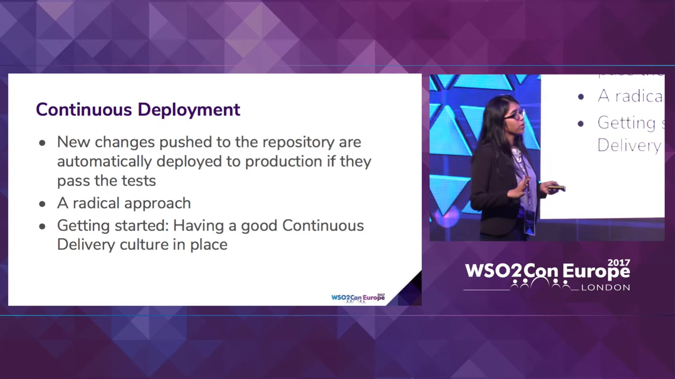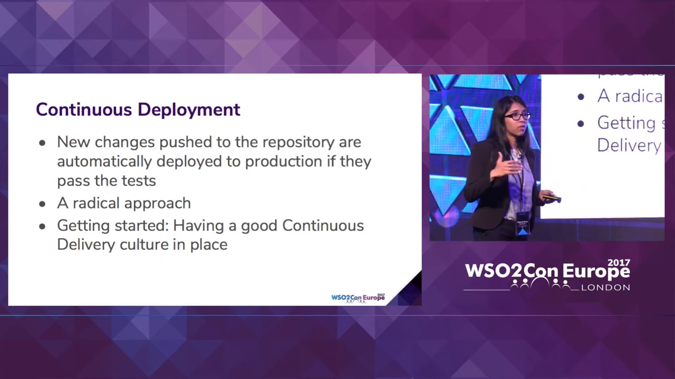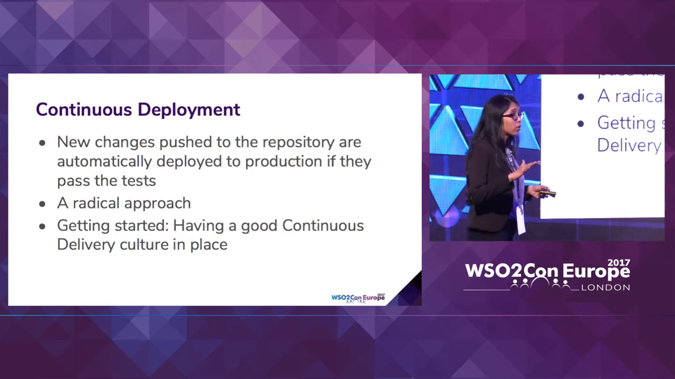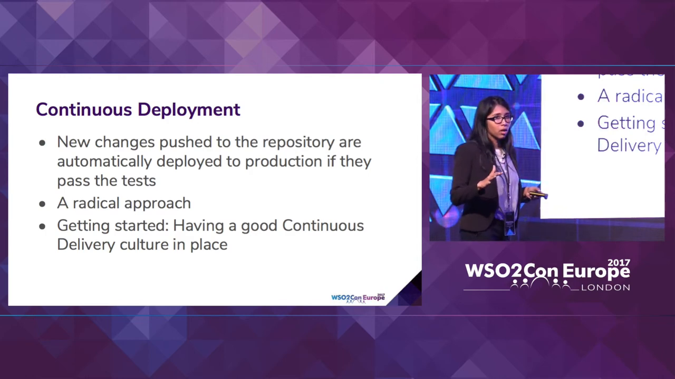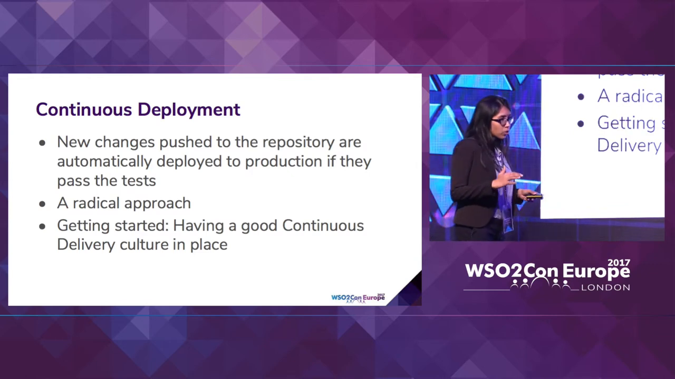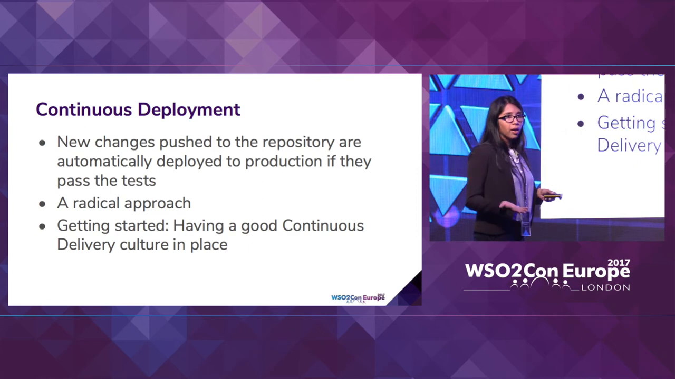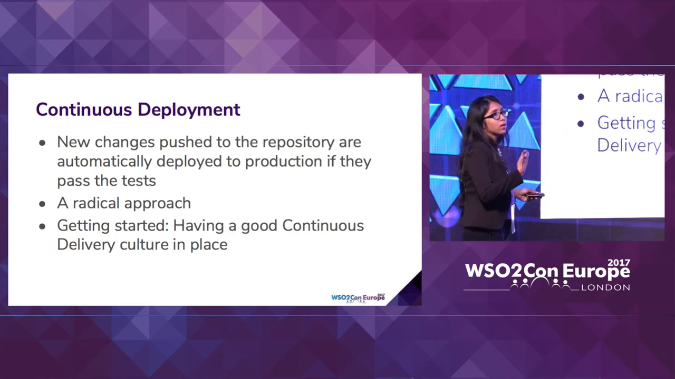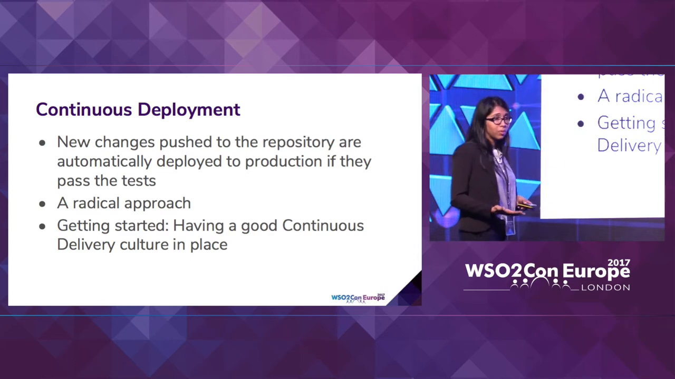Continuous deployment is not for everyone. It all depends on the software you're building, how critical it is, and also on the principles of your organization when it comes to the release of software. So to get started, you have a good continuous delivery culture in place. What I'm trying to say here is that it's not a priority for you to figure out whether you should go ahead with continuous deployment or delivery. What you just have to do is have a continuous delivery culture in place so that if you do want to get into continuous deployment, it's just a matter of automating that step. So that is continuous deployment.